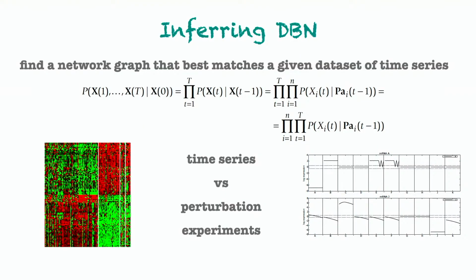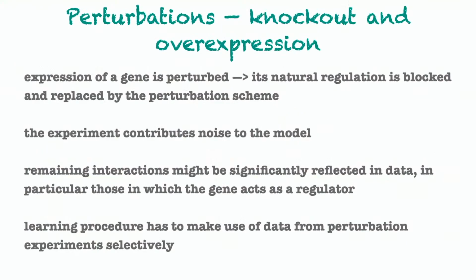What does inferring a Bayesian network mean here? We want to find the graph, the network, that matches a given time series the best. What does the match mean, how do we score this match? I think it should be clear here.